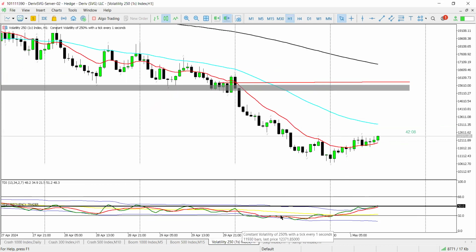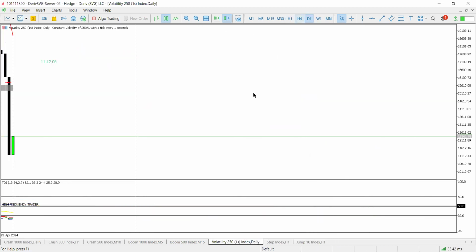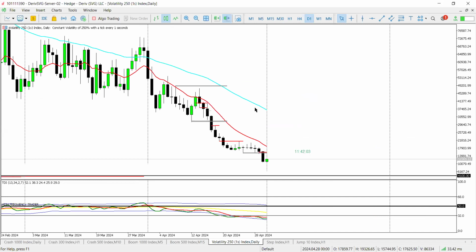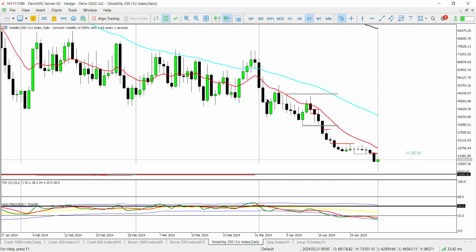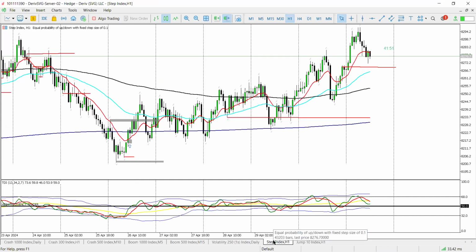So V2501S, let's see. I don't think I'll trade it today. I won't really talk much about it, although it looks bearish. I'm left with 4 minutes here. 4 minutes is a bit rushed for me to explain these three assets, but I don't think I'll take trades there. Step index. What it ended up happening with Step, we were bullish yesterday, if I'm not mistaken.